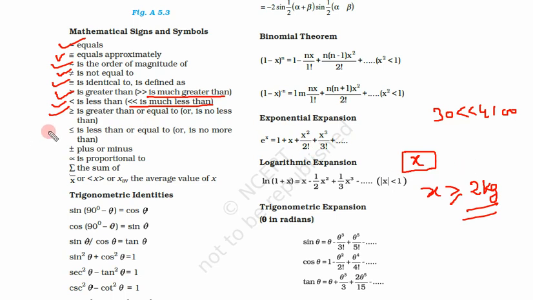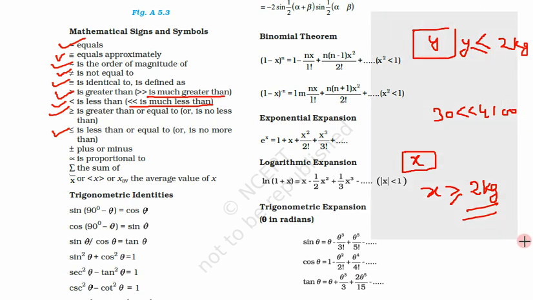Now similarly the opposite symbol is less than or equal to. So if we have another box y, for this box we surely know that the weight is 2 kilogram or less. So how do we write? y is less than or equal to 2 kg. That means its weight can be up to 2 kilogram but can be less than that. Okay, so these are the usage of these symbols.